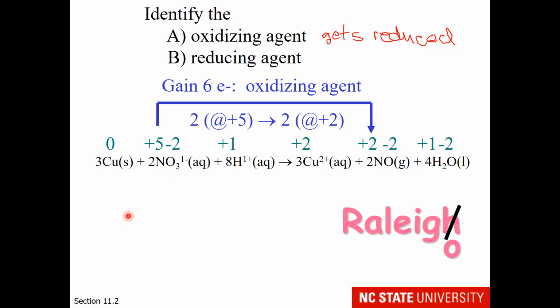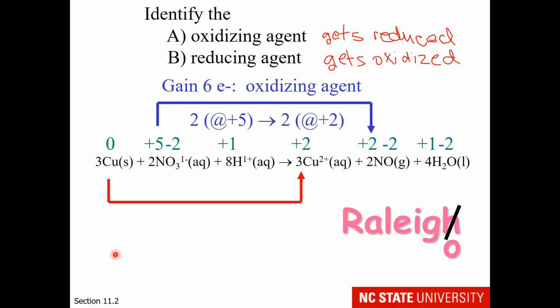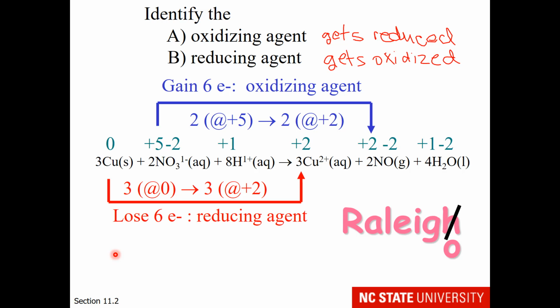Let's move on to our reducing agent. Our reducing agent gets oxidized. And hopefully you're looking at the copper, which is at 0 and going to +2. So we have 3 coppers at 0 going to 3 coppers at +2. That means they have lost 6 electrons collectively. The copper has been oxidized, making it the reducing agent.